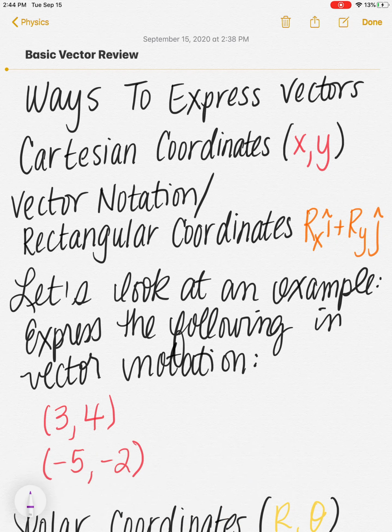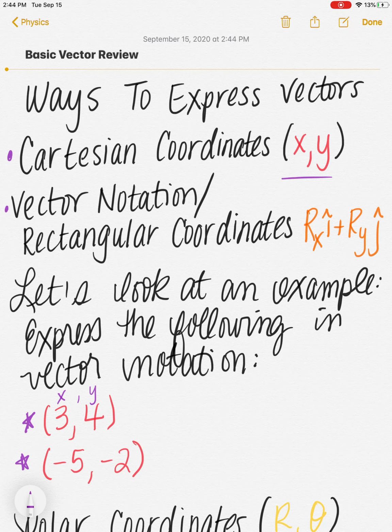Hey everybody, today we are going to discuss basics of vectors and vector notation. Remember, a vector is anything that has both magnitude and direction. One of the ways that you are probably most familiar with expressing vectors is in Cartesian coordinates, the XY system. So you might have a point like 3, 4, or -5, -2. The X is the first value given and the Y is the second value.